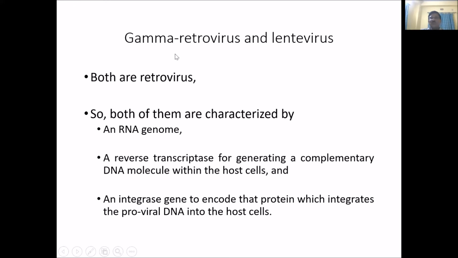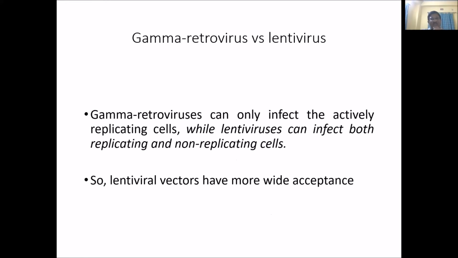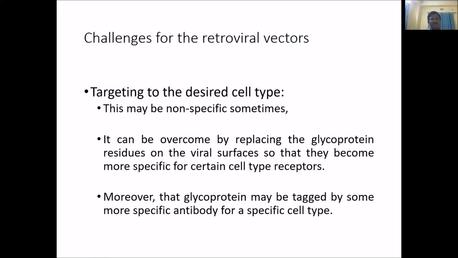The first two that we are going to discuss now are the gamma retrovirus and lentivirus. Now, gamma retrovirus and lentivirus both are retroviruses, there is no doubt. But the one thing is that gamma retrovirus can only infect the actively replicating cells, while lentiviruses can infect both replicating and non-replicating cells. So definitely it is very easy to understand that lentiviral vectors will have more wide acceptance.